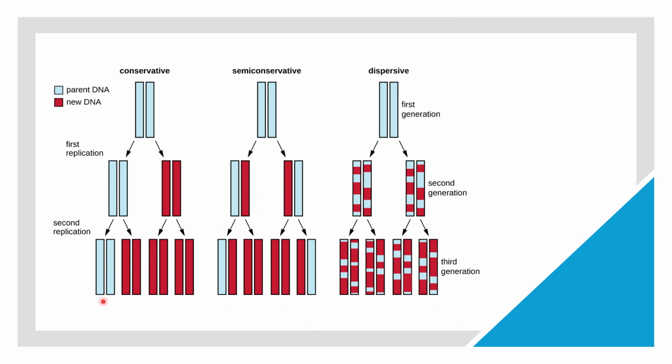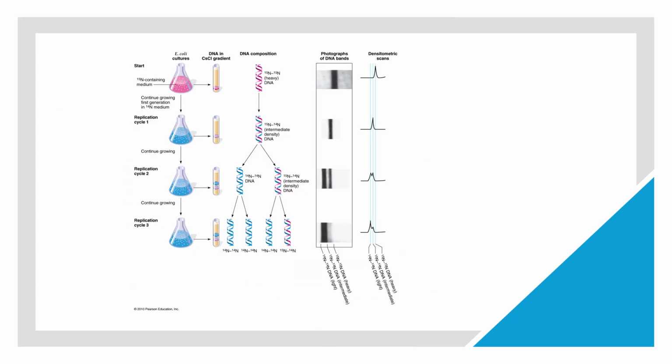So now let us have a look at the experimental design of Meselson and Stahl. What they did was they used E. coli, which was grown in a medium containing a heavy isotope of nitrogen, namely 15N. After several generations, all the DNA was labeled with 15N, thus making it dense, as you can see here.